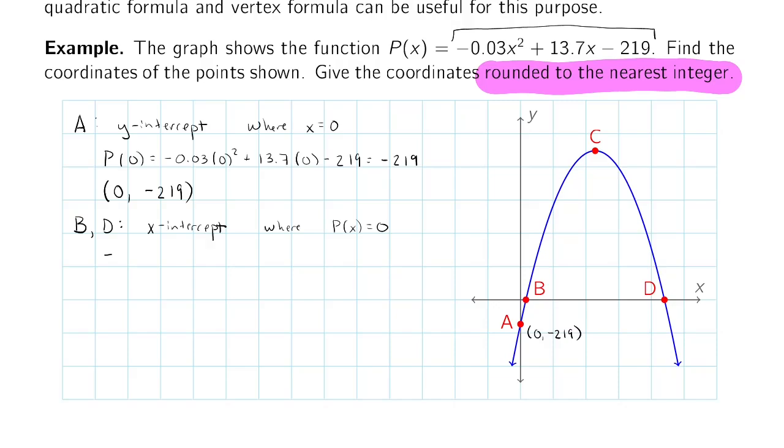That is negative 0.03 x squared plus 13.7x minus 219 equals 0. That's a quadratic equation. I know how to solve that. I'm going to use the quadratic formula. These are definitely unpleasant numbers. I definitely don't want to try to factor or complete the square for coefficients that look like this.